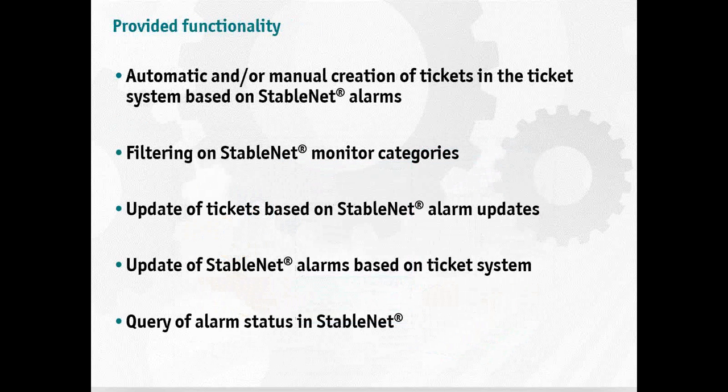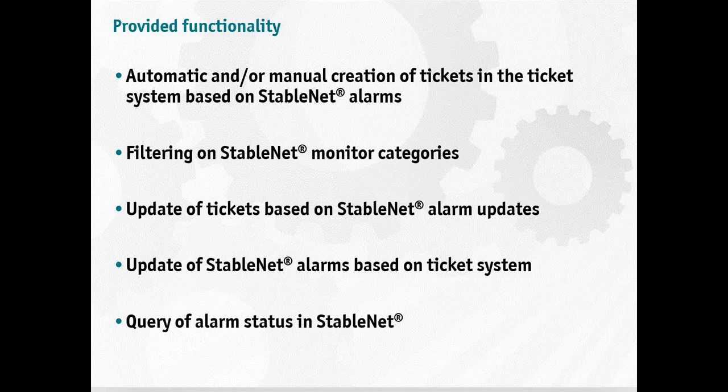So to round up the functionality of our ticketing interface, we provide automatic or manual ticket creation based on StableNet alarms, and in fact a hybrid solution is possible where you can create tickets both automatically and manually. When creating tickets automatically, you are of course able to filter on StableNet monitor categories or have severity filters for alarms or something like this. So you could have a setup where tickets are created automatically for alarms with severity major or higher, and tickets can be created manually for all other alarms, for example. There is also the possibility to filter on reachability or availability alarms and only create tickets for those alarms automatically, for example.